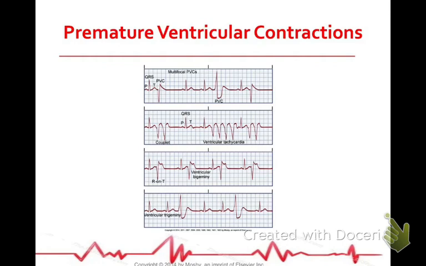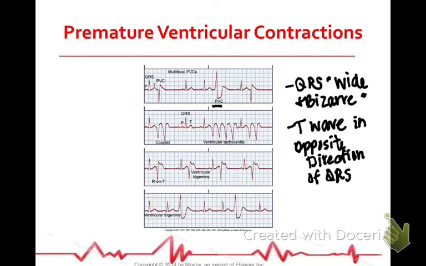All right, so what are PVCs? Premature ventricular contractions. You've got a wide QRS. It's wide and bizarre. And a lot of times your T wave is inverted. It's going in the opposite direction. And it's premature or early in occurrence of the QRS complex.